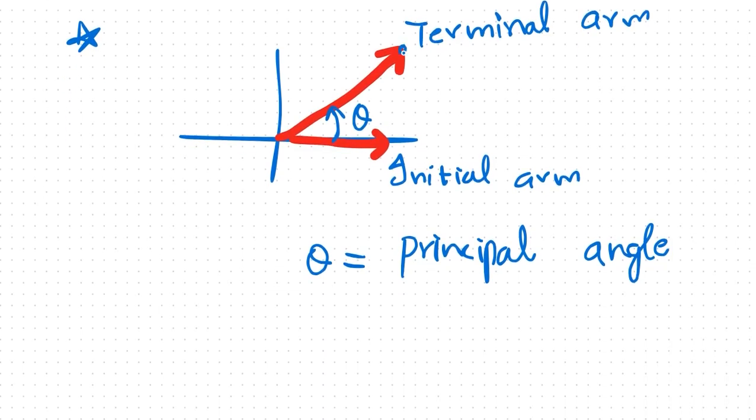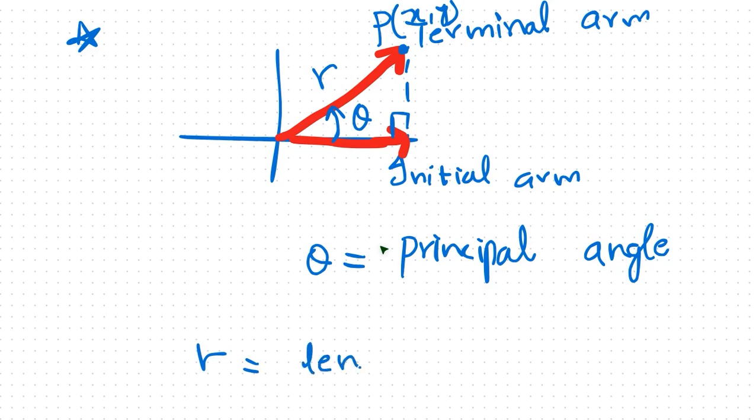Okay, let's say the coordinates of P are x comma y. So to find the angle, you have to do Pythagoras. Let's say the length of this terminal arm is r. We usually represent it as r. We know that in this triangle it is the hypotenuse, the longest side. So r is equal to the length of the terminal arm, or the hypotenuse.